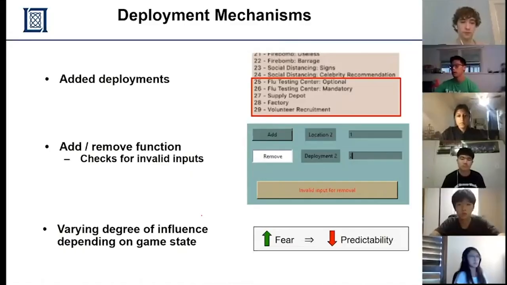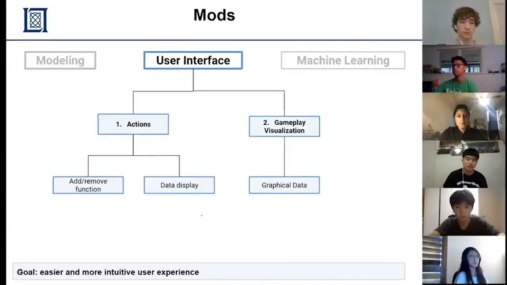Also, deployments are affected by the state of the game. For example, a very high fear would decrease the predictability of that deployment. In other words, when fear is high, it's harder to guess how your actions will impact the city, since the people act more irrationally. These mods to the game mechanics mostly work in the back end to make the model more realistic. To ensure that the user could intuitively play the game, we created a graphical user interface for the user to play the game with.